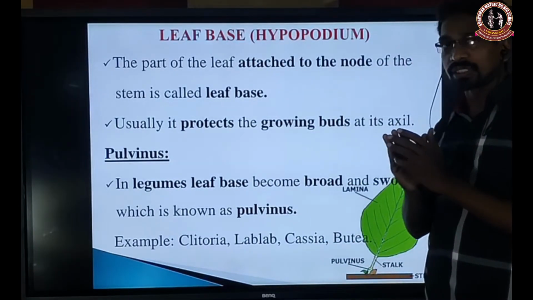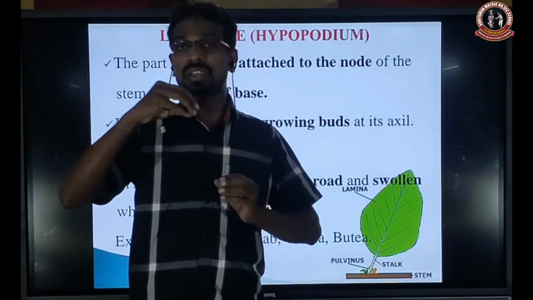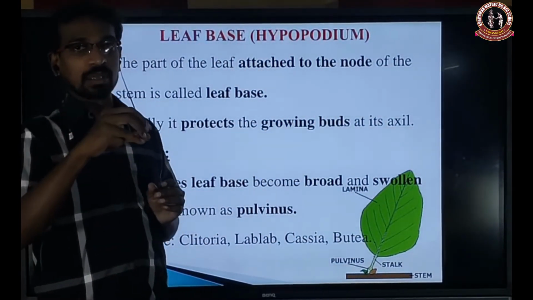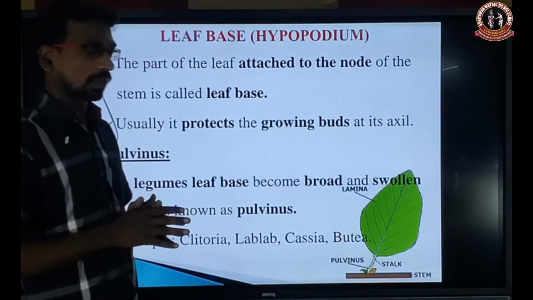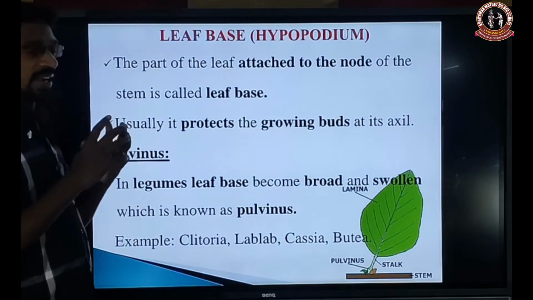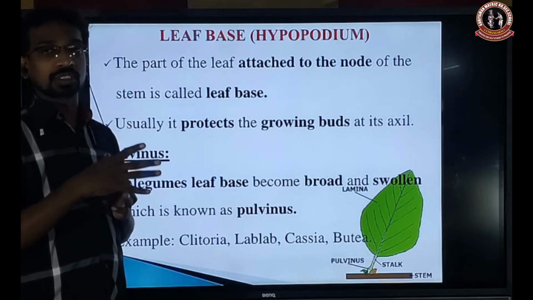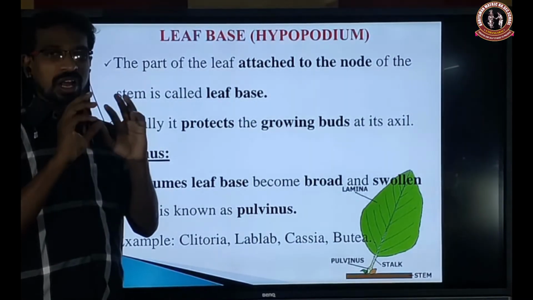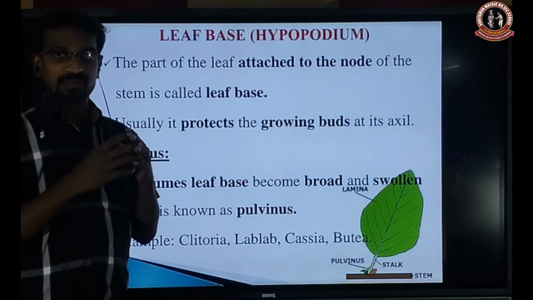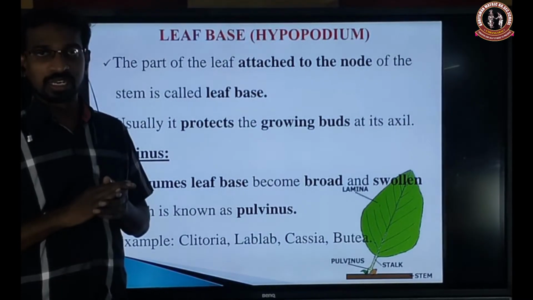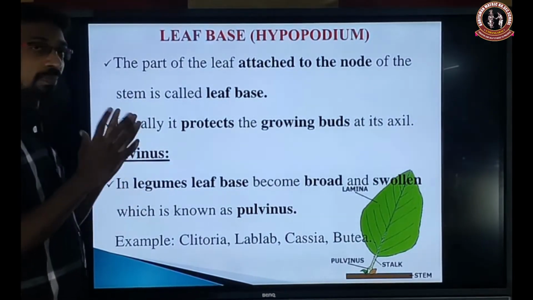Why is the leaf base present? Because in between the stem and the leaf angle, the axillary buds develop. These axillary buds are protected by the leaf base. Next, the pulvinus. Especially in the leguminous group of plants, the leaf base differs from other groups. It is a swollen structure, and that is called the pulvinus.